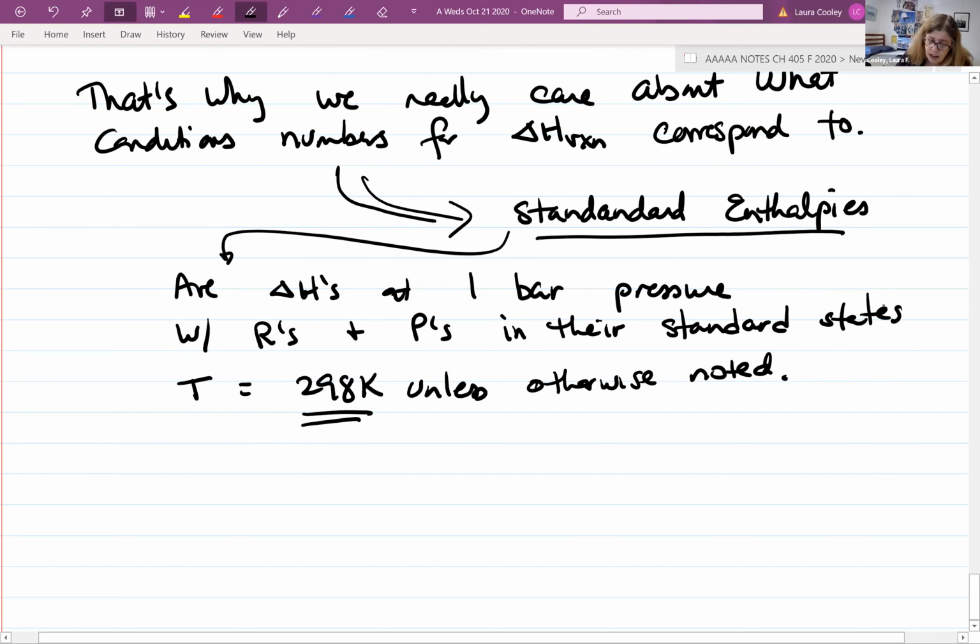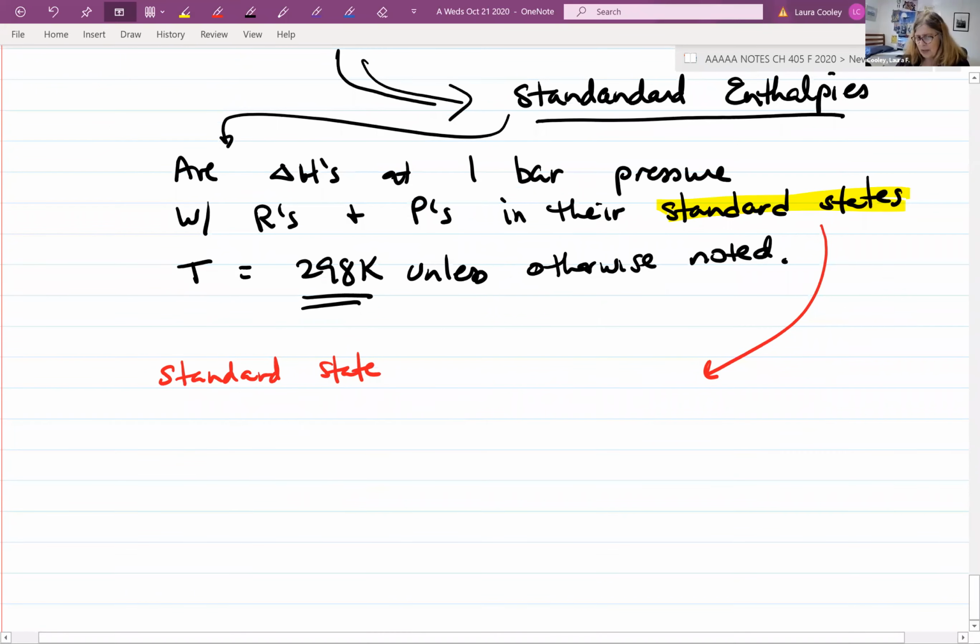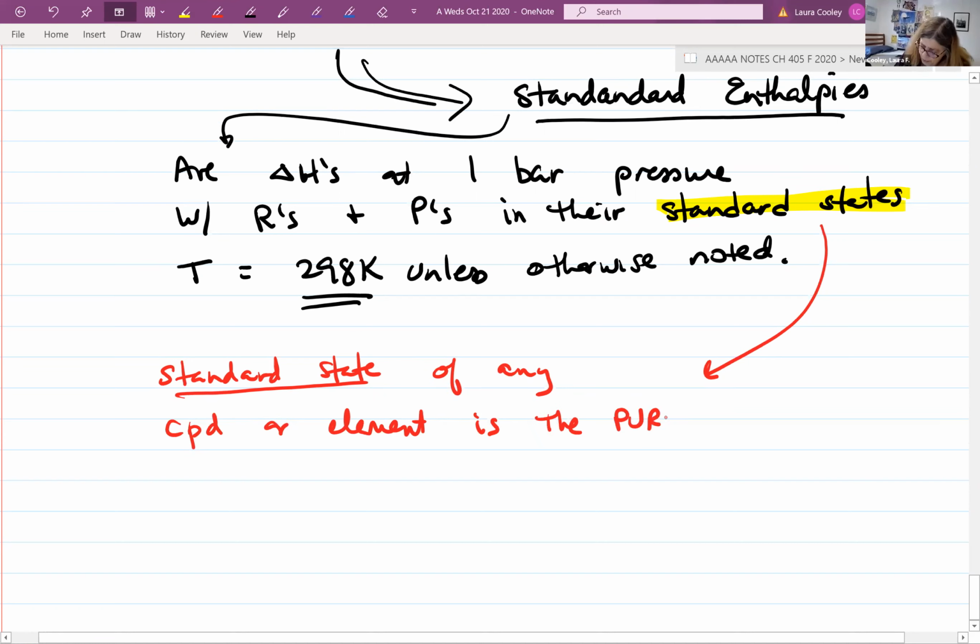Okay, but I introduced this other thing in trying to explain what a standard enthalpy is. I introduced this idea of a standard state. So what is a standard state? And this is just where the language gets a little, it's really a very, very simple meaning. The standard state of any compound or element is, drum roll, the pure form of that compound or element.